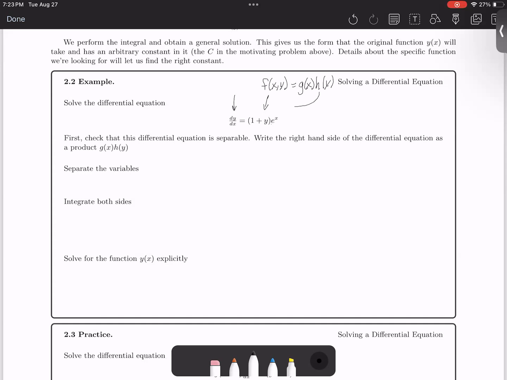Right, this h of y, we'll call that 1 plus y. This g of x, we'll call that the e to the x function. So our right-hand side of the differential equation is a product of x's and y's. We can separate the variables.